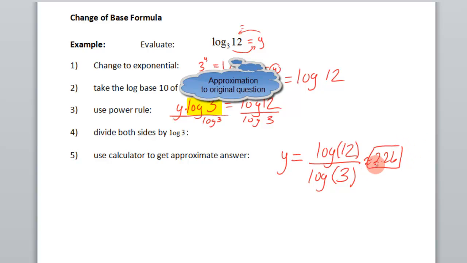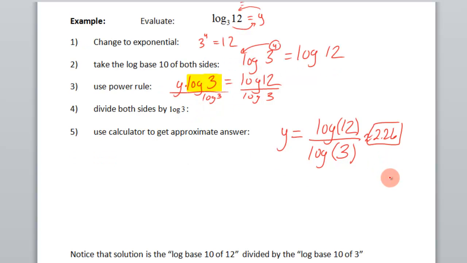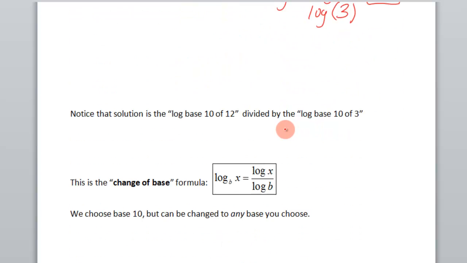But now let's look here. Notice that the solution to this is the log of 12 over the log of 3. And then we have base 10. It's called the change of base. But look at the number. Look at what it was. It was log base 3 of 12. So it was log of what you're wanting to take over log of the base. So log base 10 of 12 divided by log base 10 of 3. So that's the formula basically.